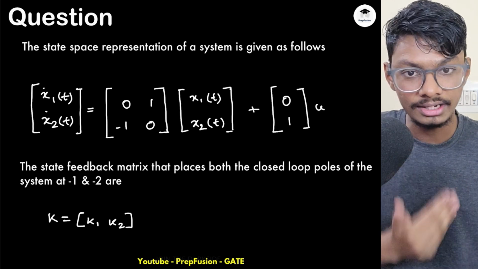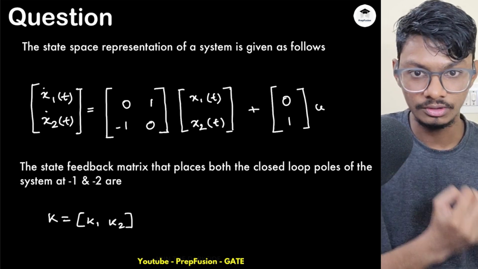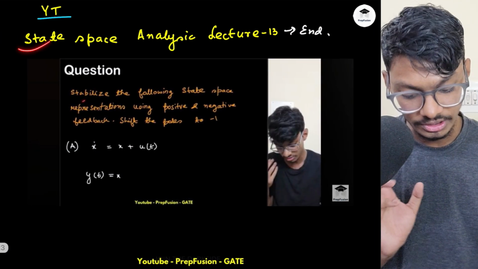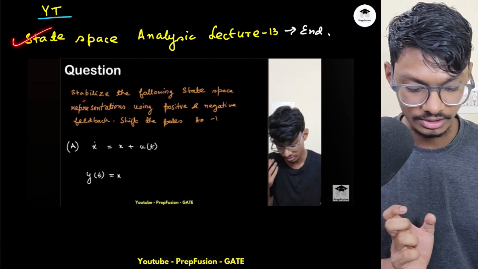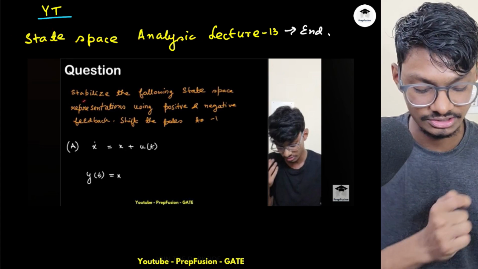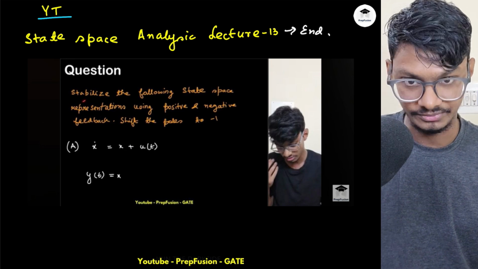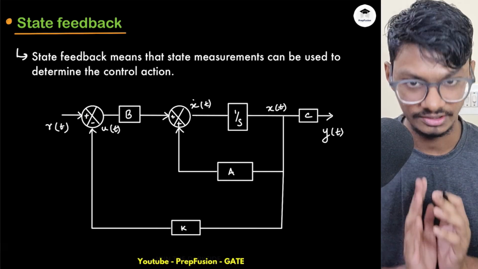Obviously we can't directly solve this. First of all, we have to understand a few concepts, then we will solve this question at the end. Here also I have explained feedback and state feedback briefly. You can watch my state space analysis lecture 13. At the end I explained it briefly, but here we'll go more in depth. So first of all, what does state feedback mean?